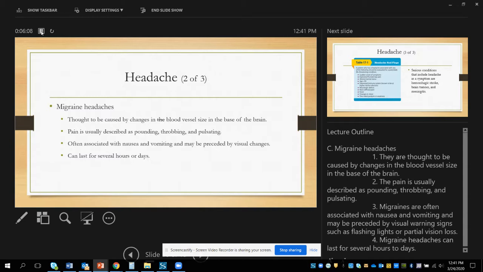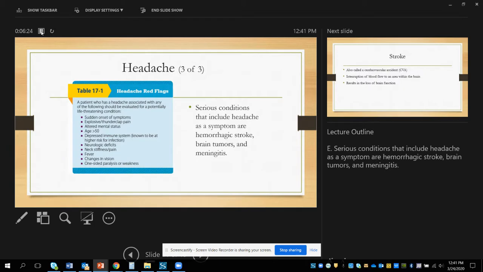So we want to ask the patient, do you have a history of migraines? Have you taken anything for it? Do you take prescription medication for it? Just turning off the lights or laying down feel better? Are you having any other signs or symptoms going along with this, as far as the nausea, vomiting, things of that nature? So things to consider with migraines.